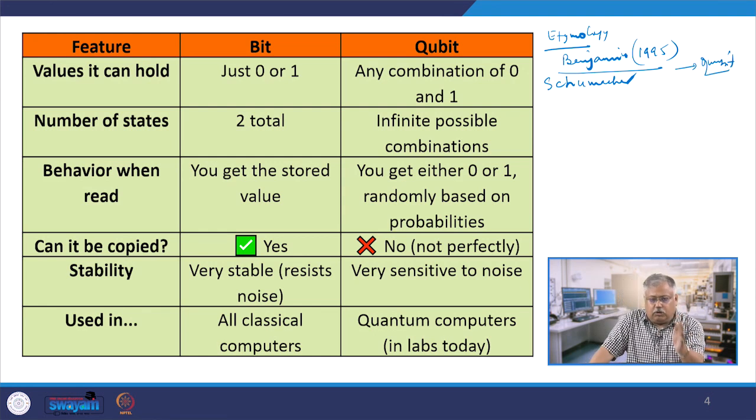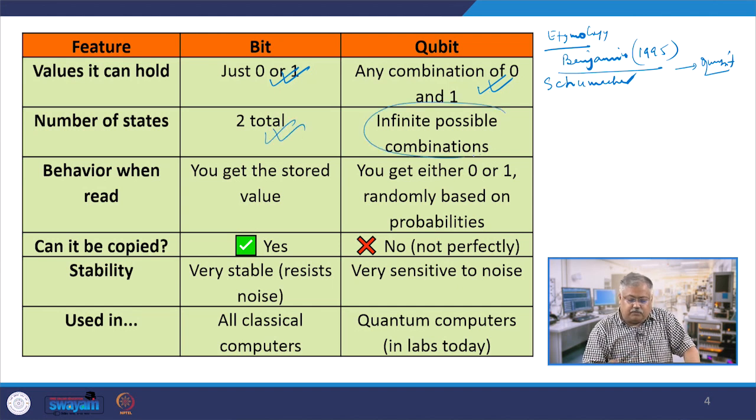So let us now look at the difference between a bit and a qubit, right. A bit is either 0 or 1, whereas a qubit can have any combination of 0 and 1. Therefore a bit will have two states available, while with qubits you will possibly have a large number of states available, if not infinite.